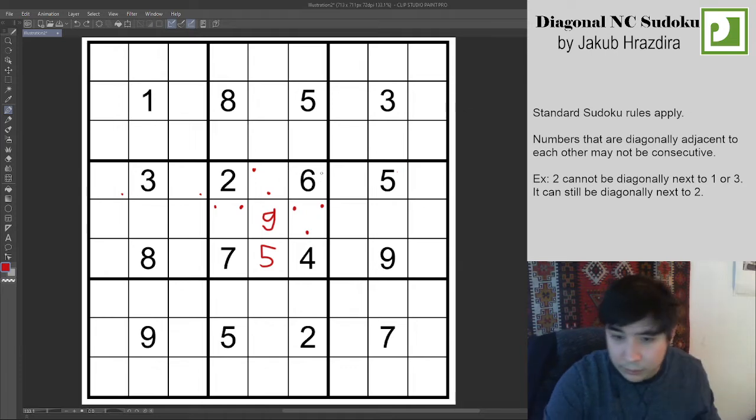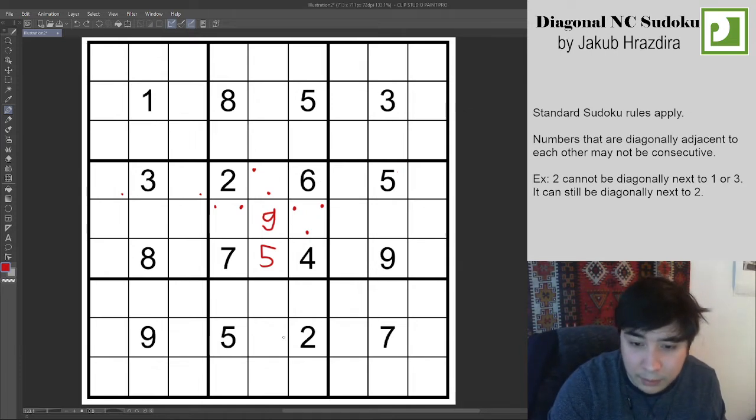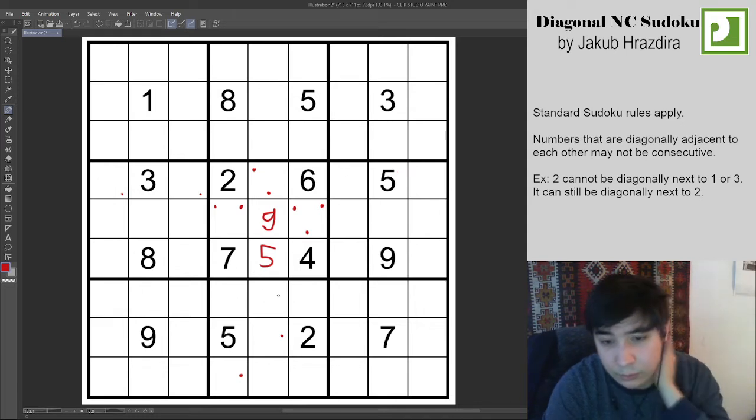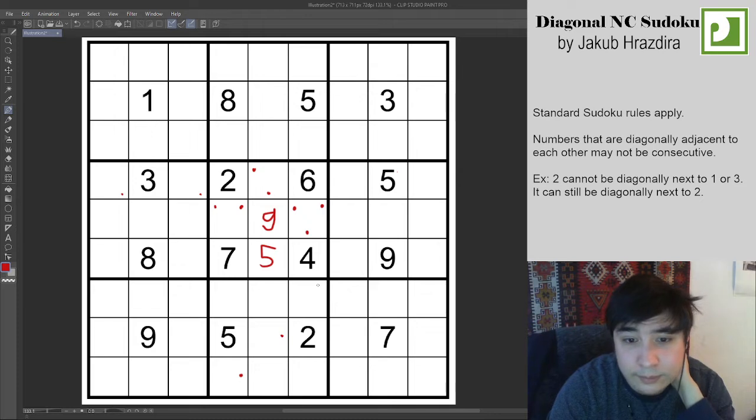Yeah, for example, there's only 2 positions in the bottom middle cell here. This 6 is pointing down. There's a 5, there's another 5, there's a 7 actually. That's also restricting the 6 a lot.